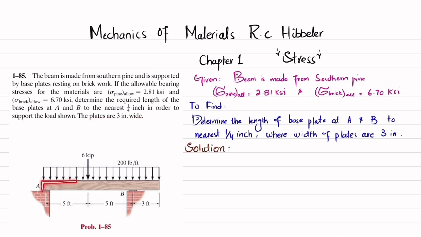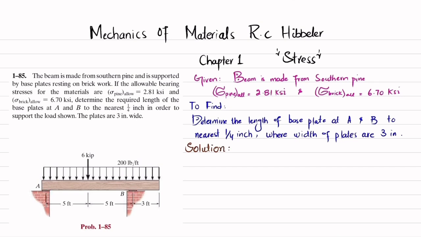So you can see this is the beam here that is made up of southern pine, and there is a uniformly distributed load over the whole length, that is 200 pound per feet, and there is a 6 kip load at a length of 5 feet from this point A, and there is a base plate between this beam and these bricks. So you have to find the length of this base plate. So let's start with the solution.